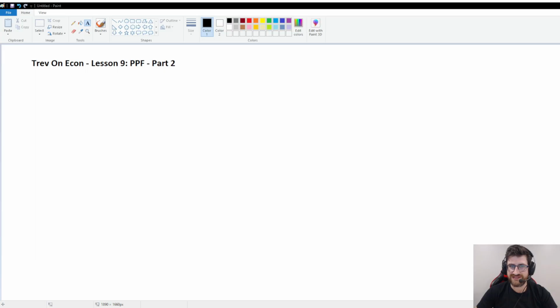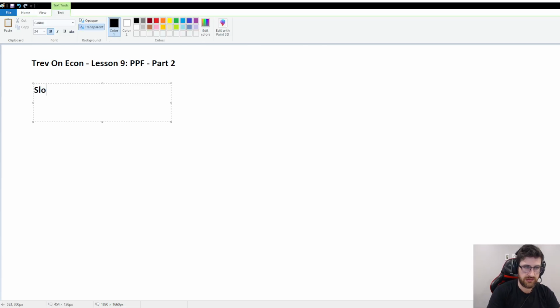All right, folks, let's get started. So today we're going to work on the second part of the PPF. Our goal is to take the model we worked on in part one and flesh it out a little bit and give it a little bit more nuance. The first thing we're going to do is we need to talk about the slope of the PPF.